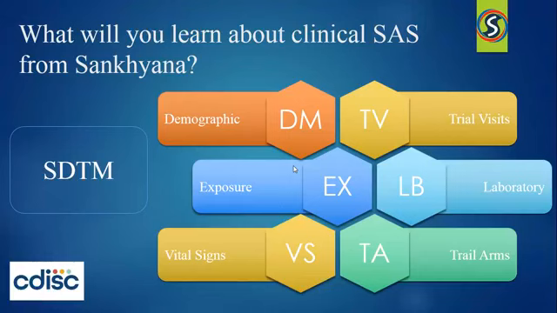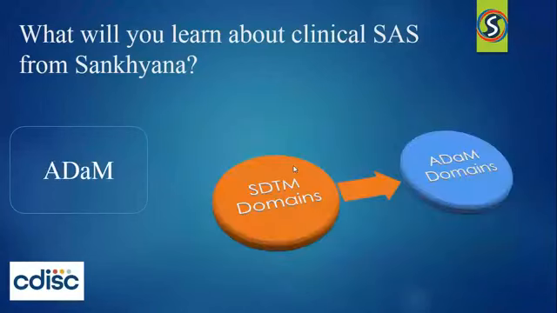Now, once we have completed SDTM, we'll move on to ADaM. Here, we'll learn how to convert these SDTM domains to ADaM domains. These are the different tables which we are going to create with the help of SAS. Whatever data we have, we will create those SDTM domains, and from the SDTM domains, we will create different ADaM domains. That is, we have ADSL, ADAE, ADLB, and so on. It is based upon the requirement of the analysis we want to do.